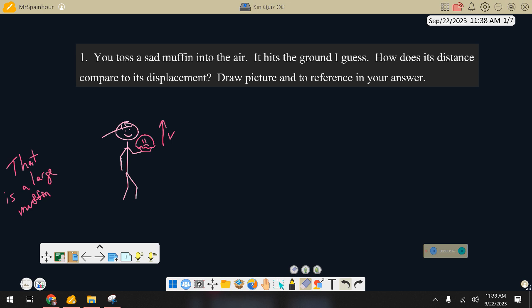Going over number one. You toss a sad muffin into the air. It hits the ground, I guess. How does the distance compare to the displacement? And draw a picture and reference your answers. Okay, so I'm just going to draw a picture real quick.